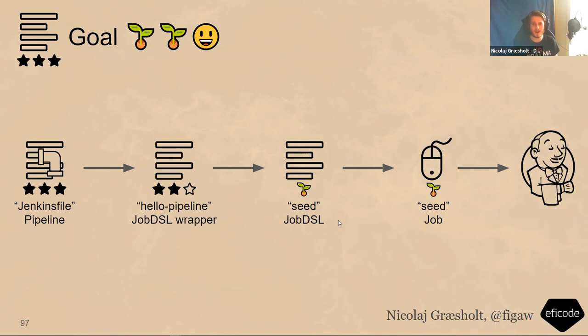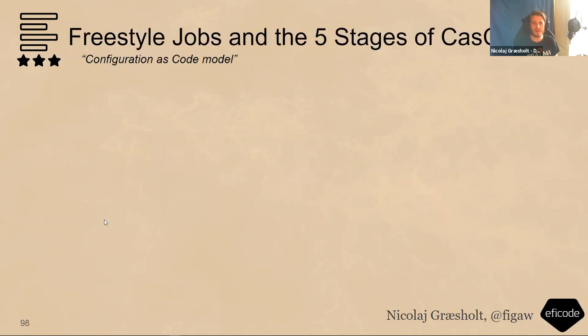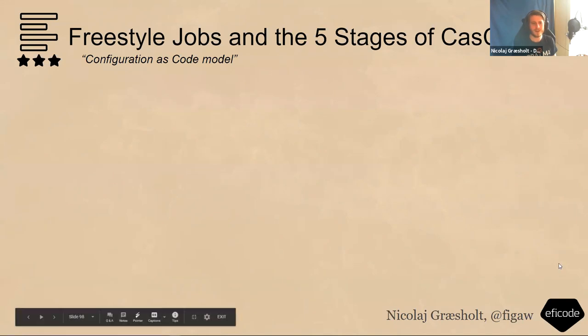So I would like to introduce you to freestyle jobs and the five stages of configuration as code, or the configuration as code model. It's a bit different than the Kübler-Ross model for grief, but please stick along. So the first step is confidence.